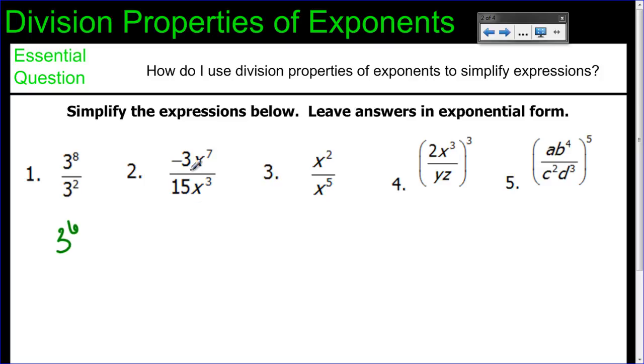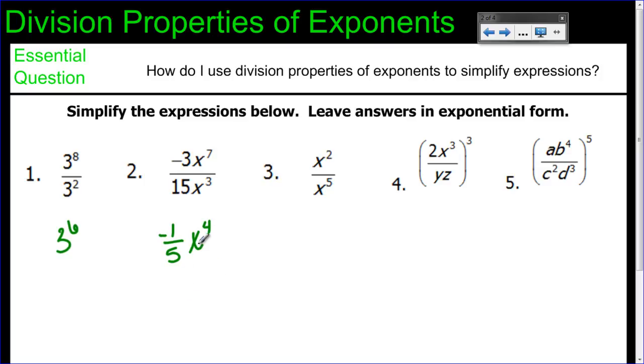Now for number 2, my base is an x, but I have these coefficients. I have this negative 3 over 15. Negative 3 over 15 does not divide into a nice whole number, but it will simplify as a fraction. If I take negative 3 over 15, I can divide both of these by 3. It becomes negative 1/5. All I did was simplify that fraction. Then you keep your base and subtract your exponents. 7 minus 3 is 4.